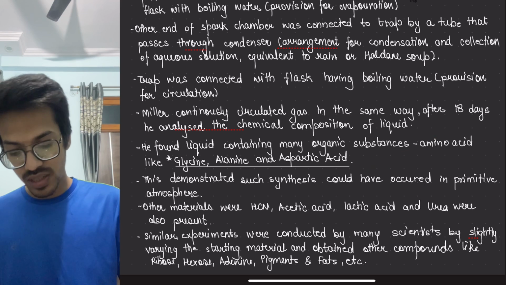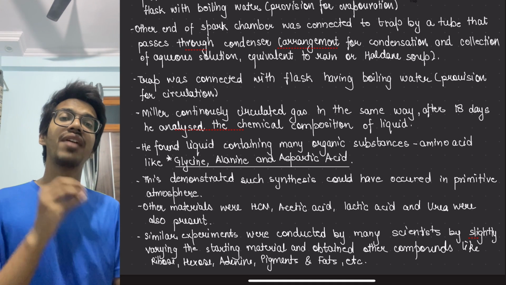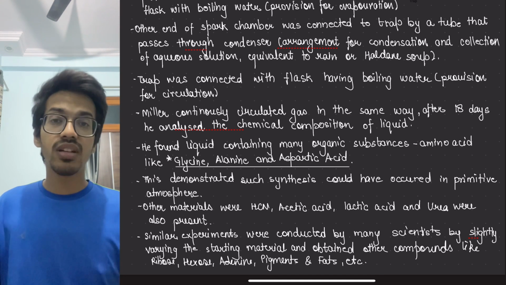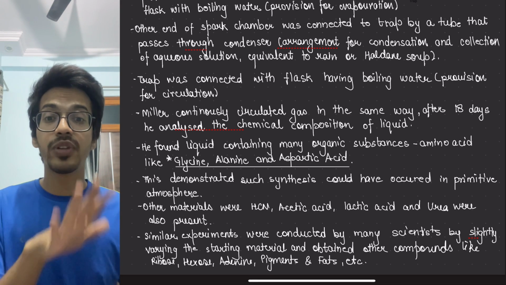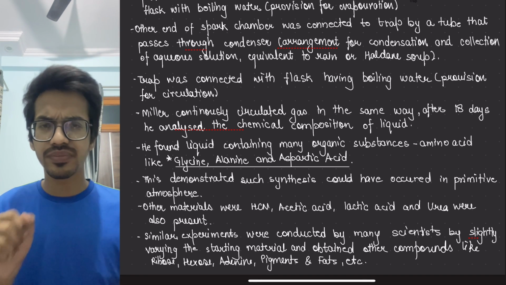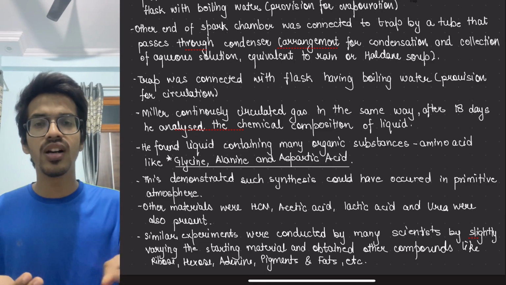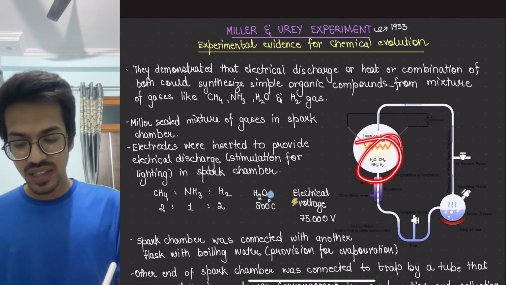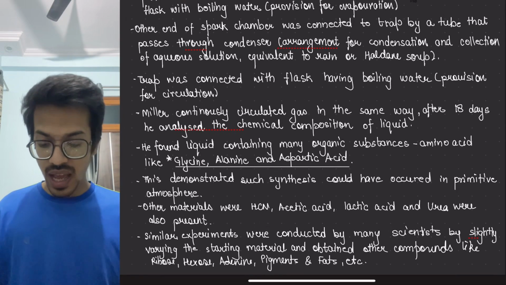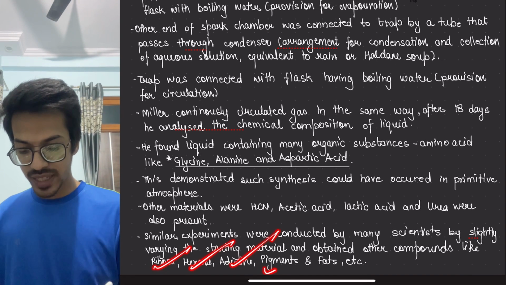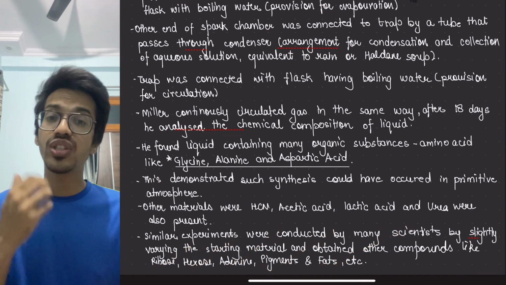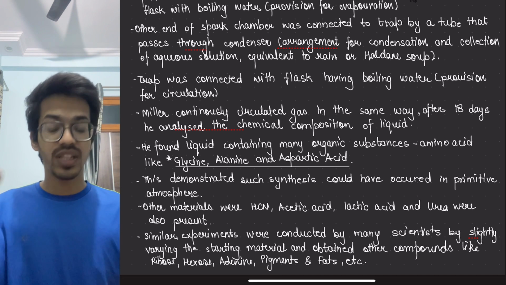And this demonstrated that similar kinds of things might have happened in the primitive environment also, because the same conditions have been replicated. Simultaneously, there were other scientists who changed the initial mediums and added other substances, and they were able to get ribose, hexose, adenine, pigments and fats, which tells us that similar kinds of things are coming up.